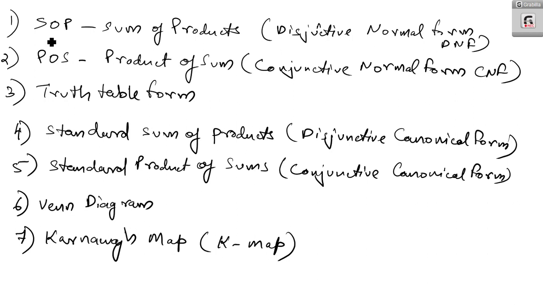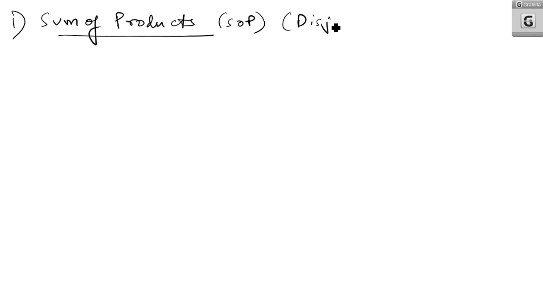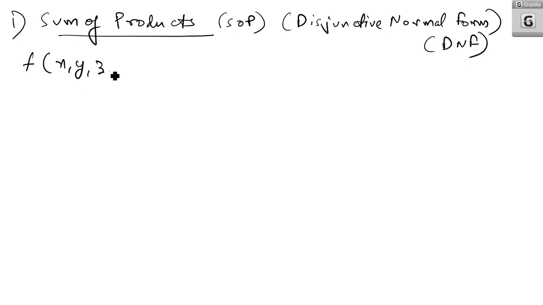Okay. So let me start with sum of products form. That is, first one is sum of products form. Or it is SOP. Or it is also known as disjunctive normal form. That is DNF. So here the general principle is, if you are having a function given by 3 or 4 variables, f of x, y, z, etc., where x, y, z are Boolean variables, then the way to represent it is in sum of products form.